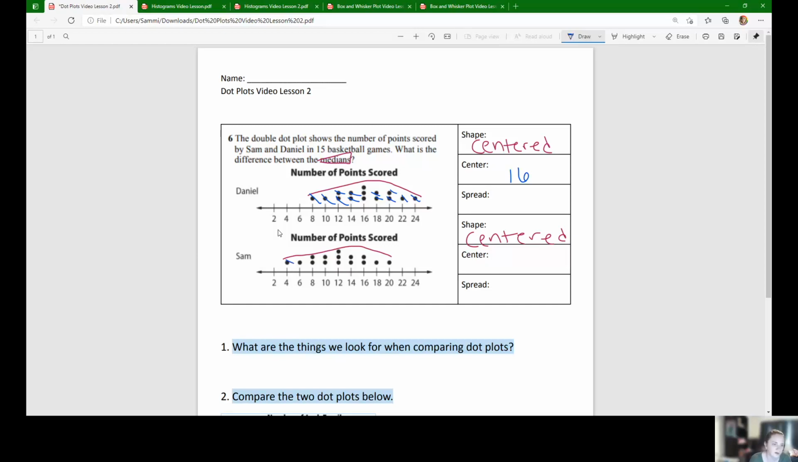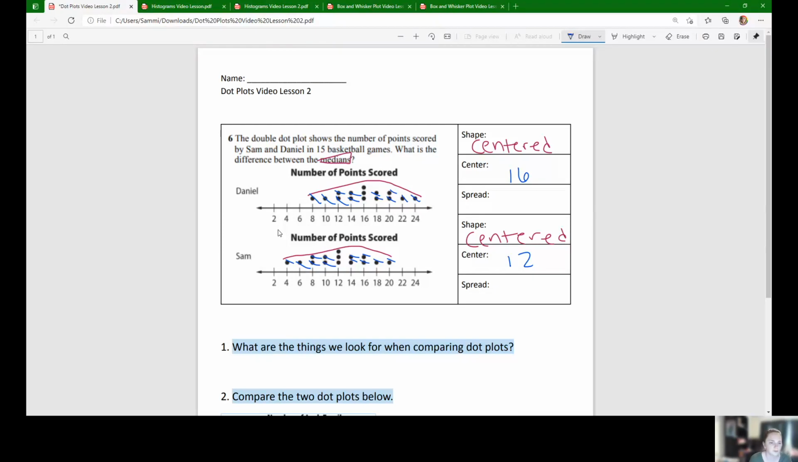And then for Sam, we're going to keep doing the same thing, going back and forth until we get to that median value. And it's looking like it's going to be 12. So it's looking like Daniel's median, or middle value, he scored 16 points. Sam only scored 12. So right now it's kind of looking like Daniel is the better player.